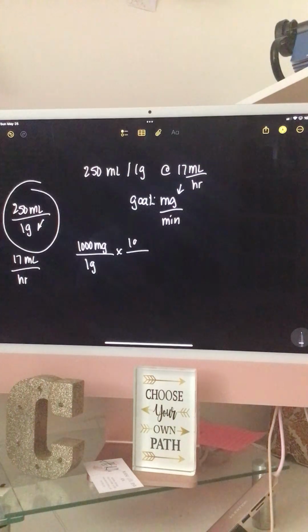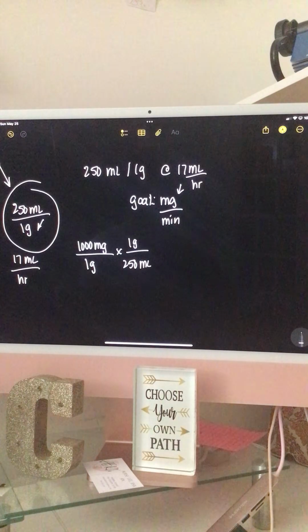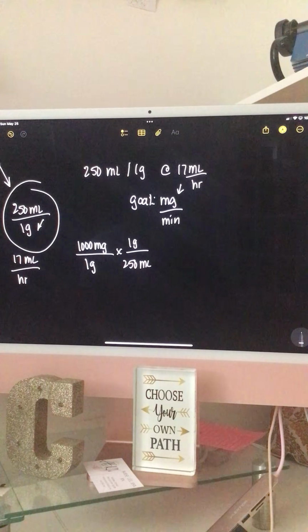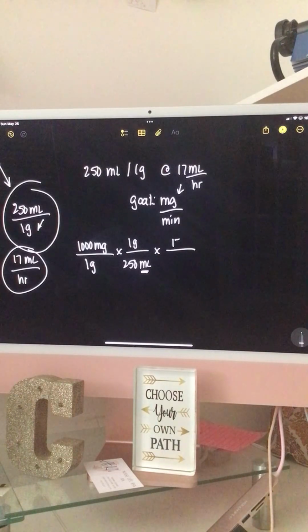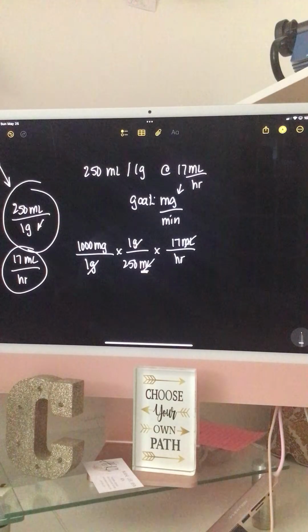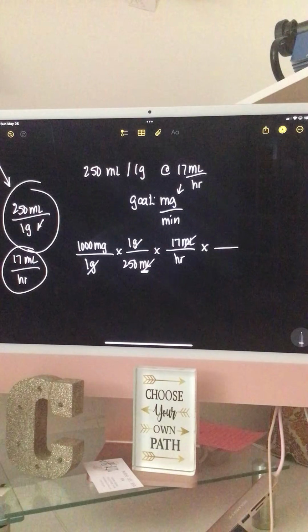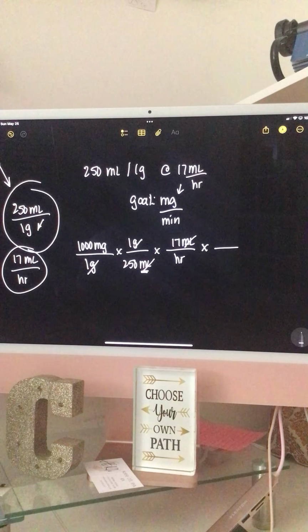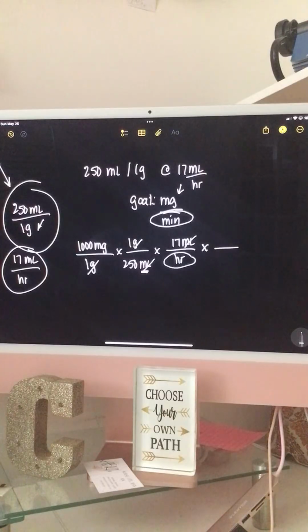Now I can do gram over 250 ml. I just took this one right here and flipped it. I flipped the scene, right? And then what's next? My milliliters at the bottom. So this has my milliliters in it, 17 milliliters per hour, and you see my milliliters cancels out. So I'm just going from top to bottom, canceling out units. No math required, okay? And then the last need is minutes at the bottom. I got hour. So I know that 1 hour equals 60 minutes. And now my puzzle is completed.